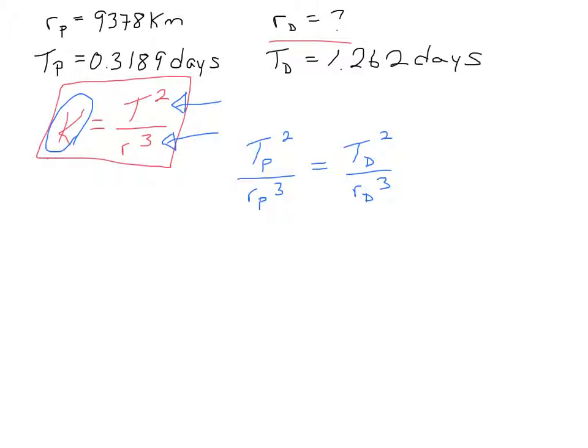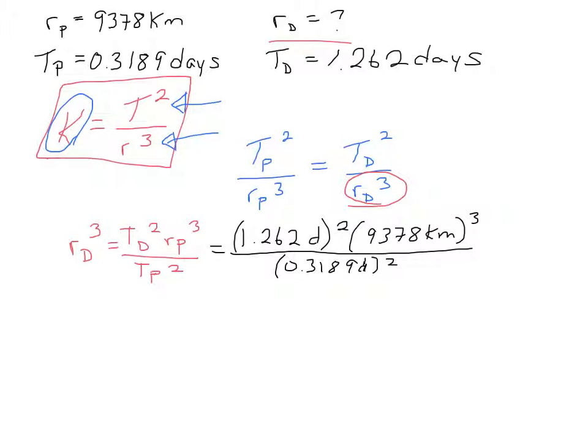Now that we have our formula, we can rearrange and solve. What we're looking for is RD cubed, so we need to get it on one side all by itself. Here's my formula: RD cubed equals TD squared multiplied by RP cubed divided by TP squared. Now I can substitute in my numbers and solve.